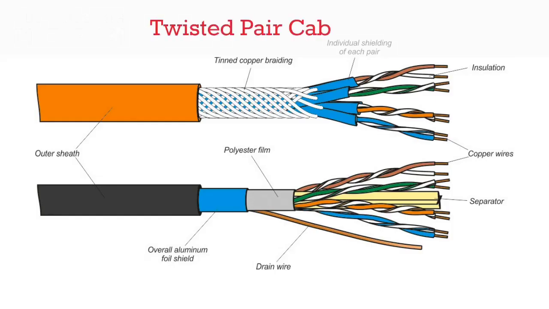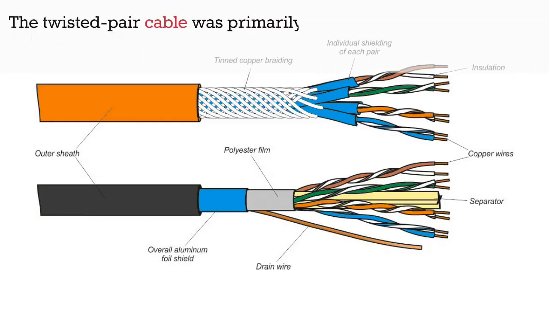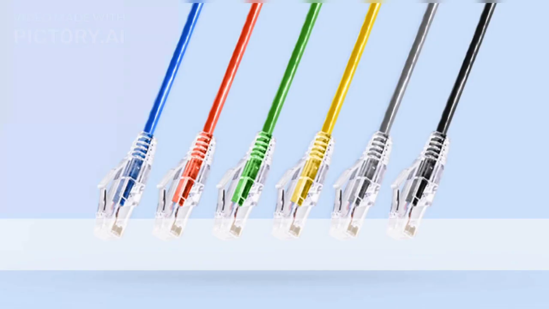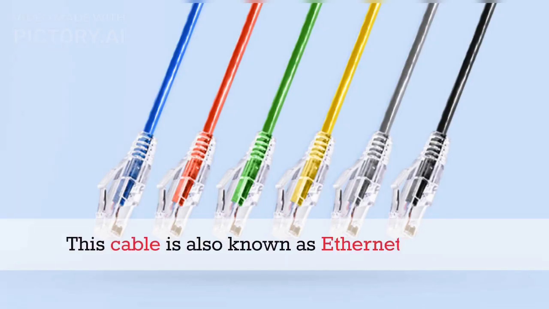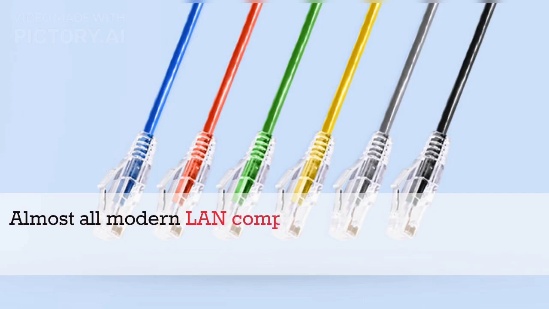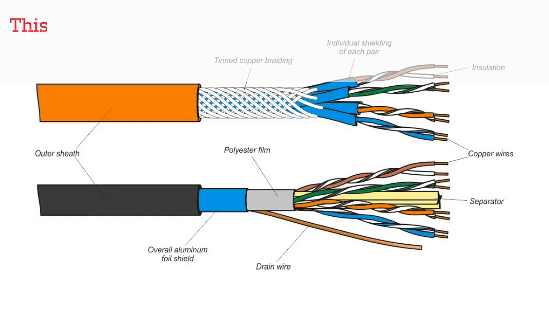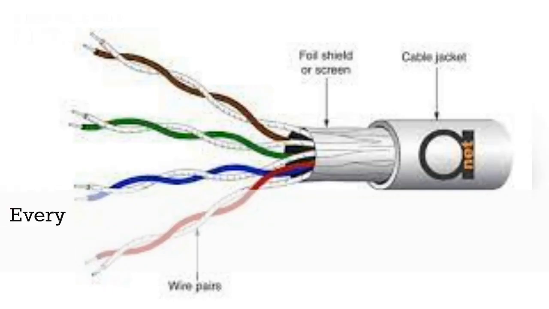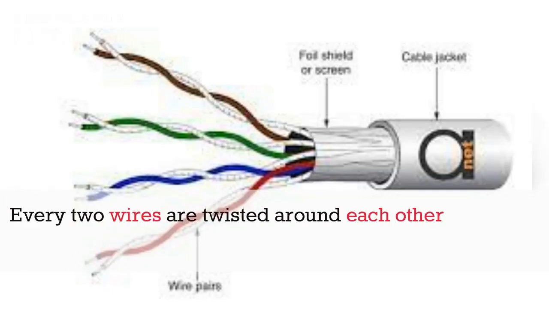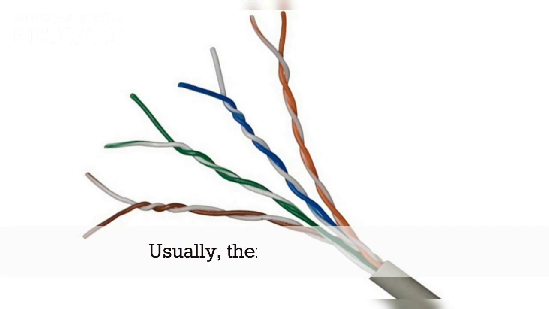Twisted pair cables. The twisted pair cable was primarily developed for computer networks. This cable is also known as Ethernet cable. Almost all modern LAN computer networks use this cable. This cable consists of color-coded pairs of insulated copper wires. Every two wires are twisted around each other to form a pair. Usually, there are 4 pairs.